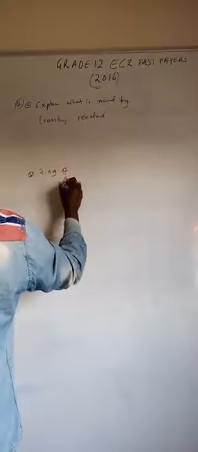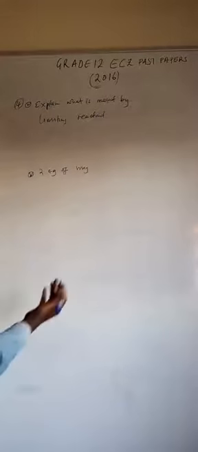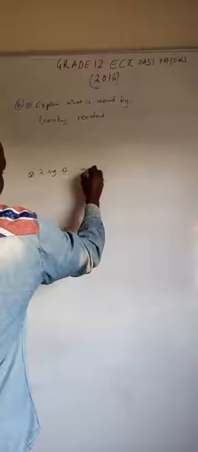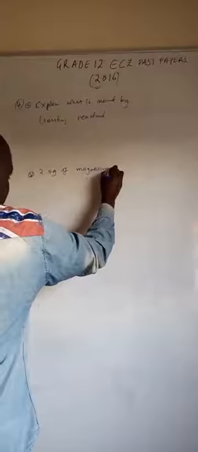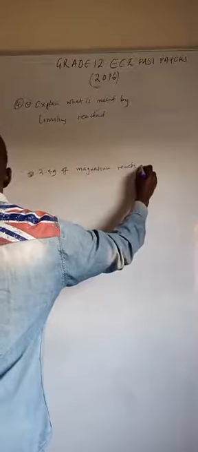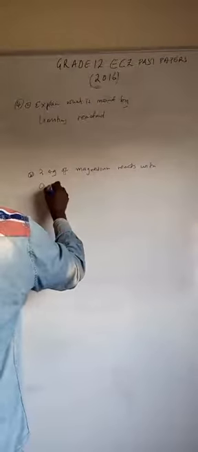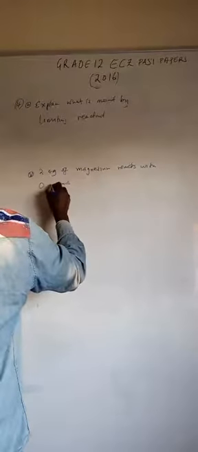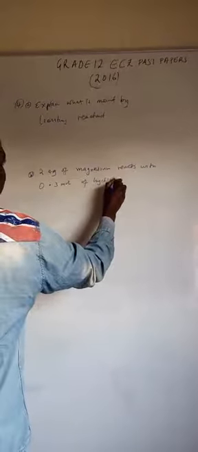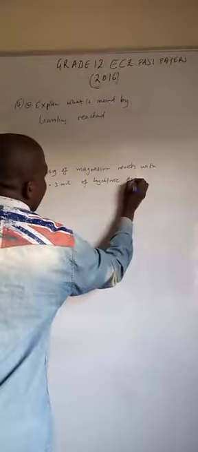2.4 grams of magnesium reacts with 0.3 moles of hydrochloric acid. This is more concept. It's very easy. It's not even something very hard.